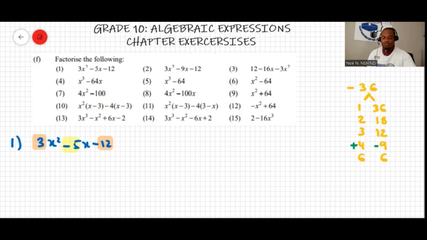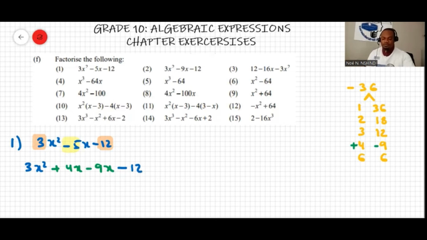So we're going to split the 3 terms into 4 terms. That will be 3x squared, and instead of minus 5x, we're going to write plus 4x minus 9x, okay? And then minus 12. Now that we have 4 terms, you can factorize this by grouping. You can group pairs of 2 and the other pair of 2.